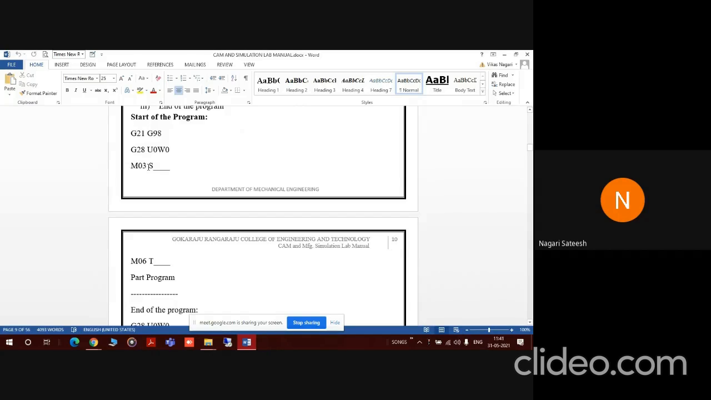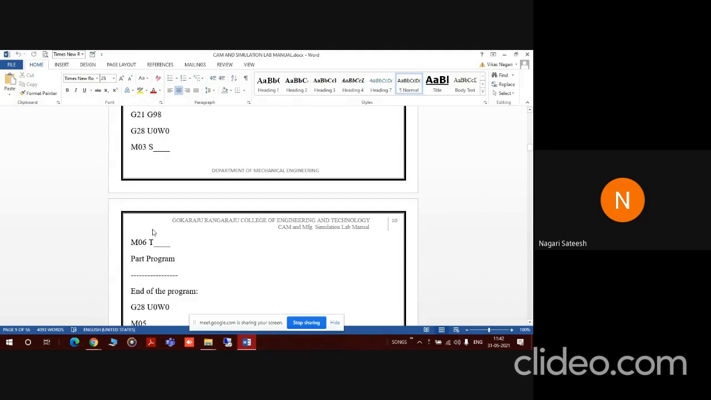M03 is spindle start rotation clockwise. I will say that it is clockwise if you see from the machine left-hand side, that your spindle, the chuck, rotates in the clockwise direction. And at which RPM it rotates is indicated by S, followed by the RPM value. Then M06 is tool change, followed by T and the number of the tool. So that tool number in the tool turret will be in action with this statement. So these are the 4 statements used at the start of the program.